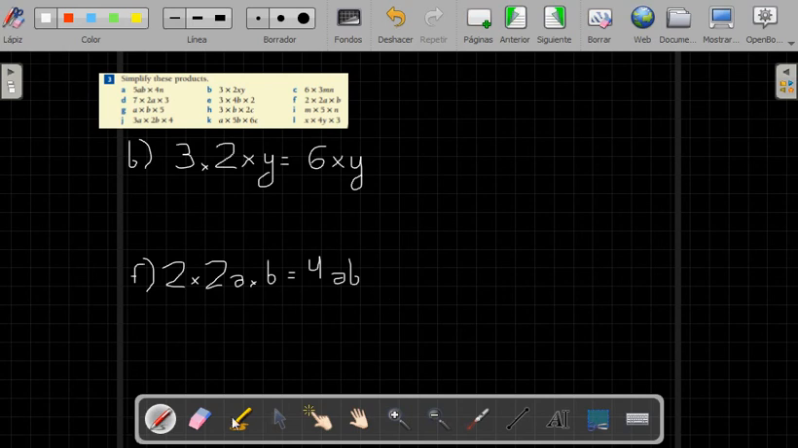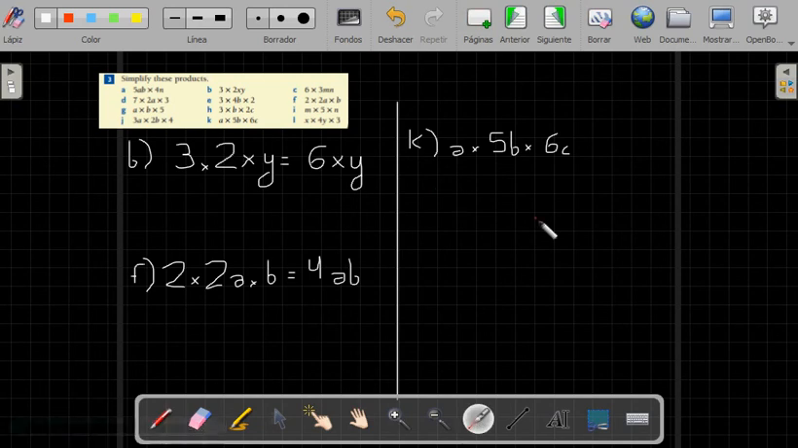Now, one last one. Let's see, maybe the K. Alright, K, it says A times 5B times 6C. Alright, now let's take a look at all of the factors. Vamos a darle un vistazo a todos los factores.